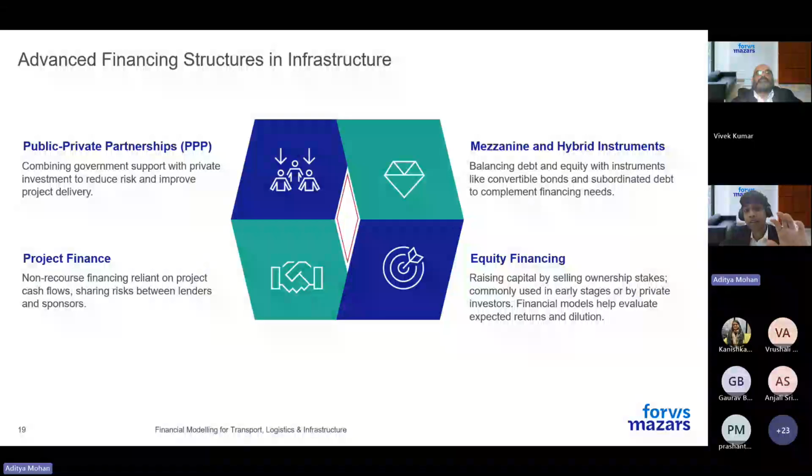Then we talk about mezzanine and hybrid instruments. These are hybrids like convertible bonds, preference shares, or subordinated debt. These are useful when you don't want to dilute your equity, but you can't raise more senior debt. Then we have equity financing. This is typically seen in early stage logistics startups, private equity funded warehousing platforms, or listed infra companies. Models here focus on return on equity, dilution, and value creation over multiple rounds.